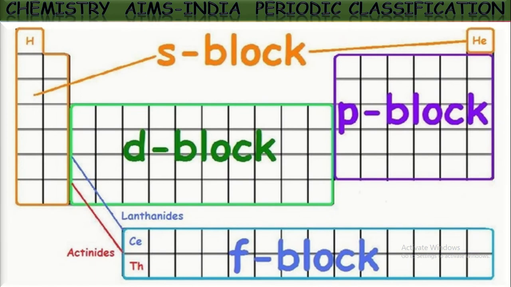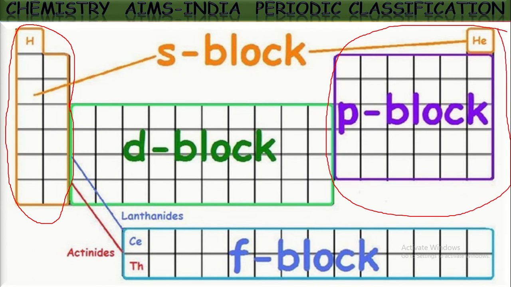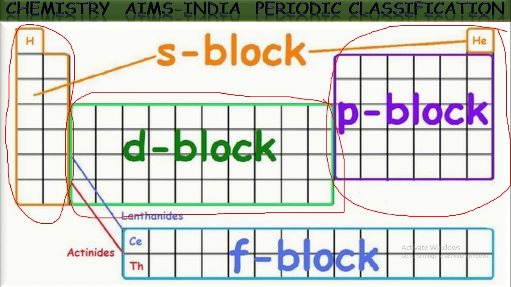So this is a complete chart which is showing the classification of elements into four blocks. If you see this periodic table, the extreme left side two columns are classified as S block elements, and the extreme right side six columns are classified as the P block elements, and in the middle of these two there are 10 columns. They are classified as D block elements, and the elements written at the bottom of the periodic table in the two horizontal rows are classified as F block elements.